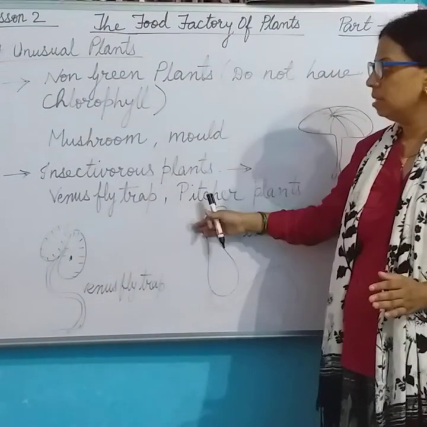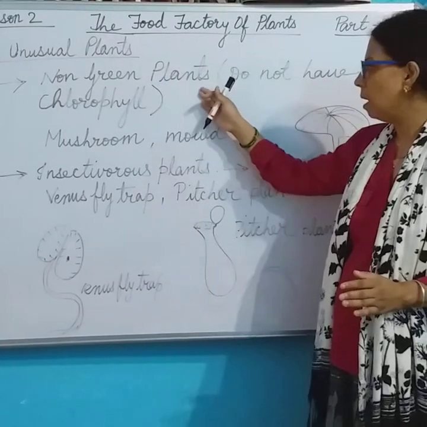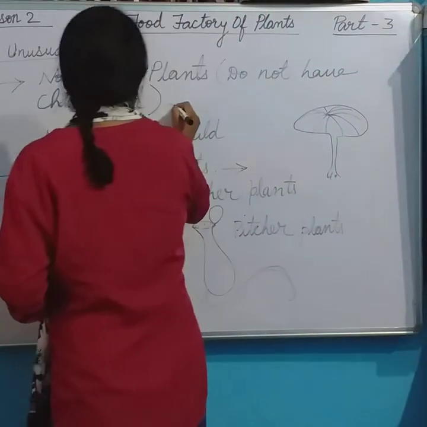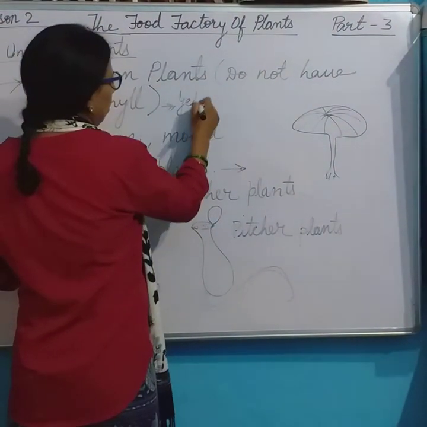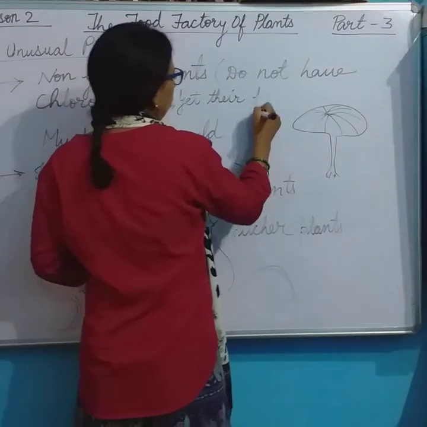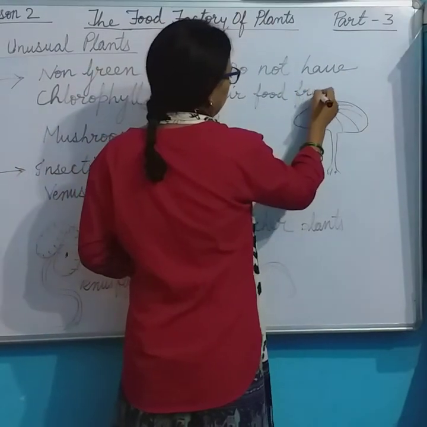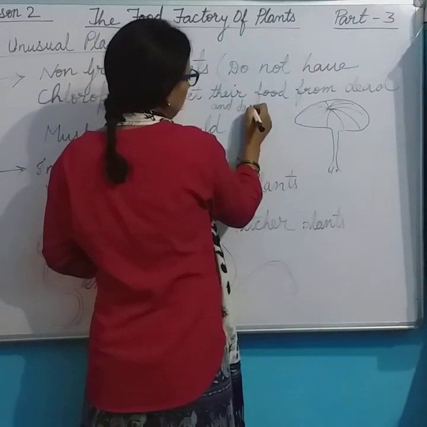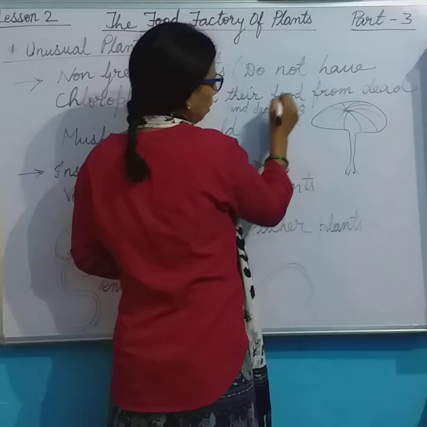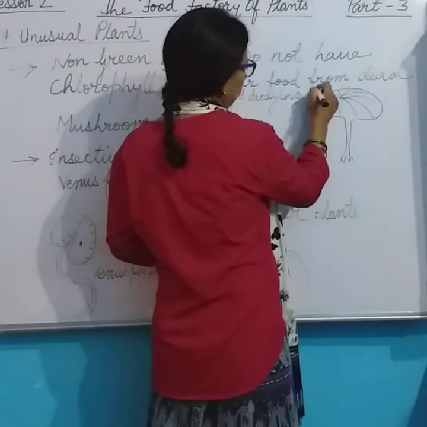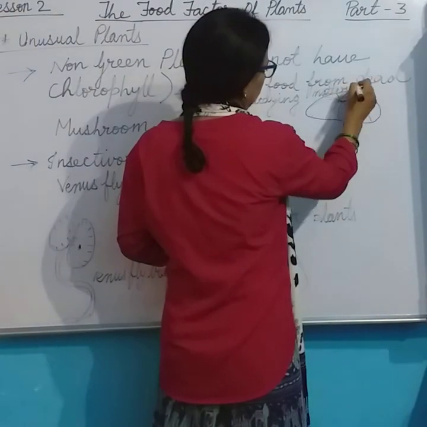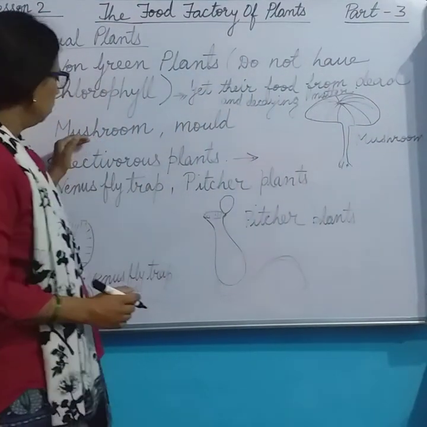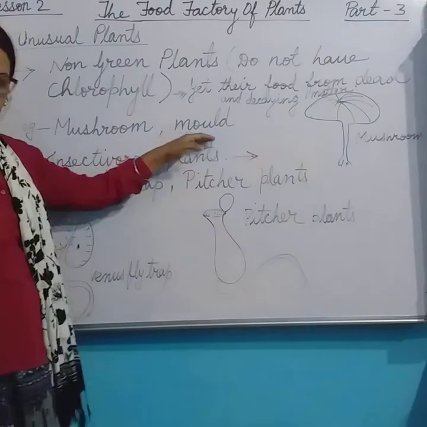So these are the two categories of unusual plants. One is non-green plants, which do not have chlorophyll. Examples are mushroom and molds, and these plants get their food from dead and decaying matter. This is the mushroom. Here the examples are mushroom and mold.